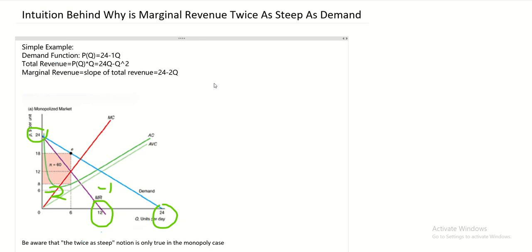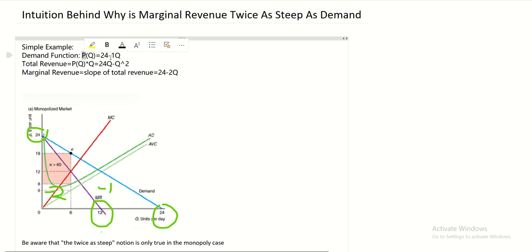Hello everyone, today I'll be going over the intuition behind why marginal revenue is twice as steep as demand. So let's first look at a simple example here. I put an inverse demand function over here, which is writing P in terms of Q instead of writing Q in terms of P like we normally see a demand function. It is for simplicity purposes, and also it's easier for me to analyze further.